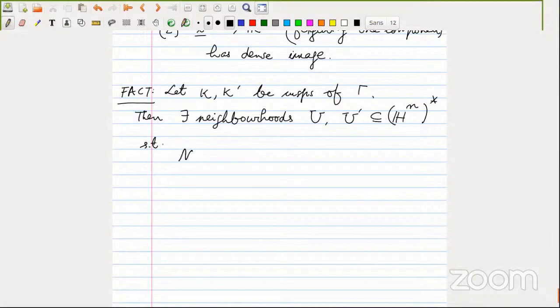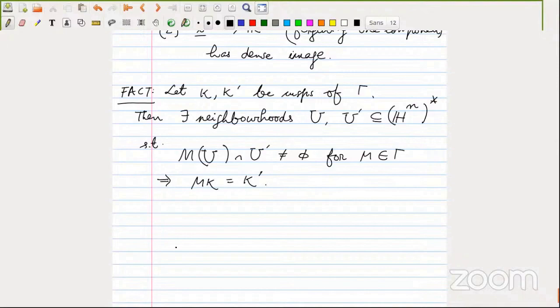such that M applied on U intersection with U prime is not equal to the empty set, for an M inside gamma, implies that M kappa is equal to kappa prime. You would have seen this in the case of elliptic modular forms. I guess this is given in the book by Miyake, and for the proof of this we just have to imitate it.